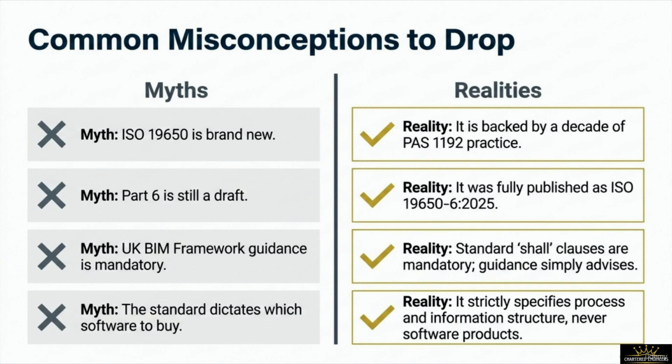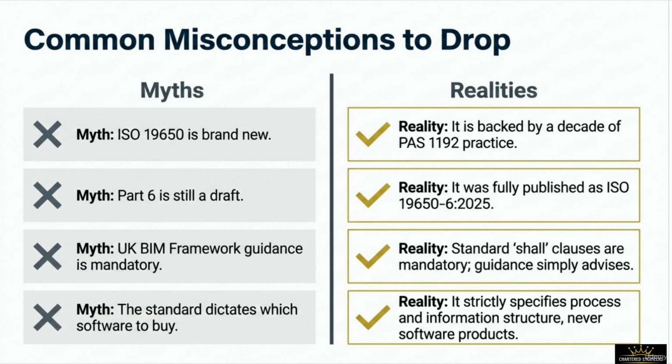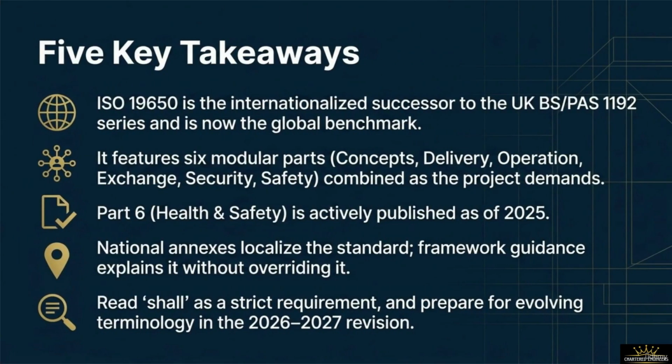Finally, myth number 4 argues that the standard dictates exactly which commercial software products your company must buy. The reality is that it strictly specifies neutral processes and information structures, never a commercial software product. Let's solidify our understanding by reviewing our 5 key takeaways. We have reached the conclusion of our foundational architectural session. Let's do a fast review of the 5 key takeaways you must lock in.